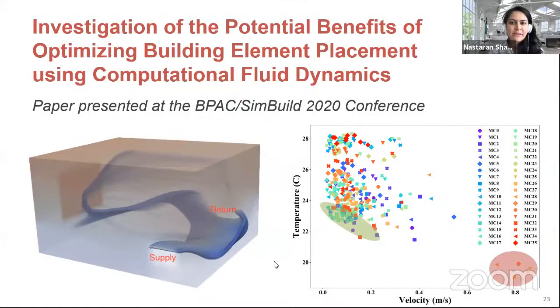Thank you, Andy and Reese. Hello, this is Nastran Shamansuri. I'm a principal research scientist at Autodesk Research in Toronto. My background is in computational mechanics and optimization. I'm glad to be here presenting our paper, which was published in 2020, for you today. The title of the paper is Investigation of the Potential Benefits of Optimizing Building Element Placement using Computational Fluid Dynamics. Next slide, please.